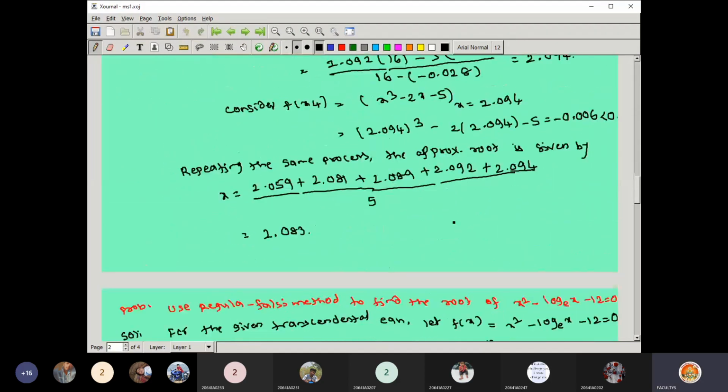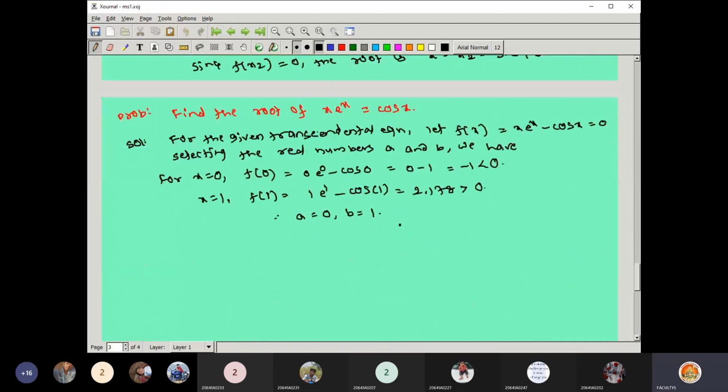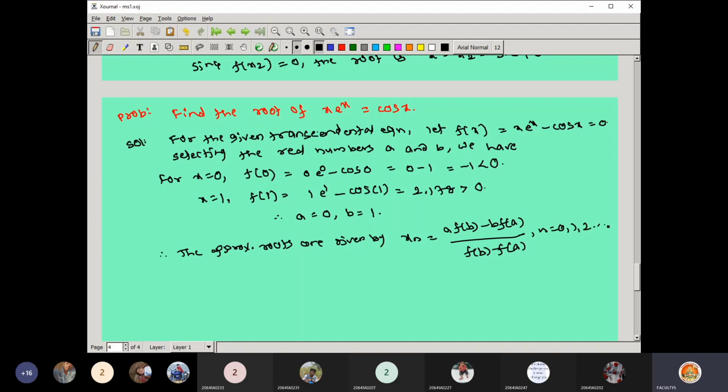So directly for the next problem, write a equal to 0 and b equal to 1, and you are getting the approximate roots. So therefore, the approximate roots are given by the formula xn equal to a f of b minus b f of a, total divided by f of b minus f of a. Here n is changing from 0, 1, 2 and so on.